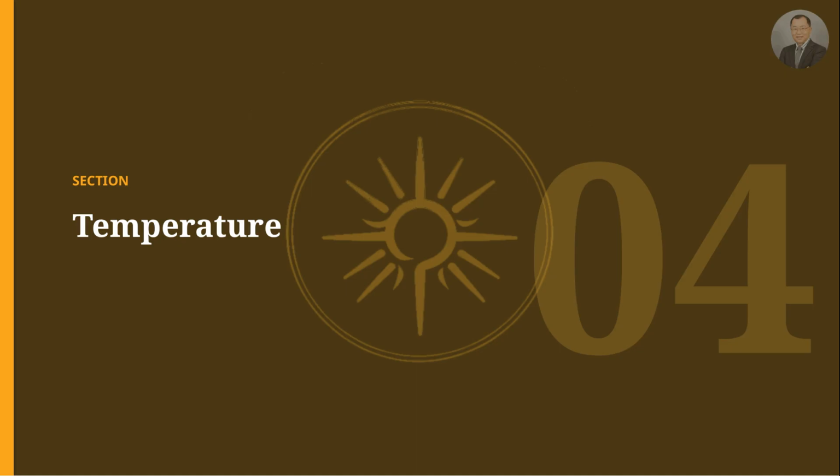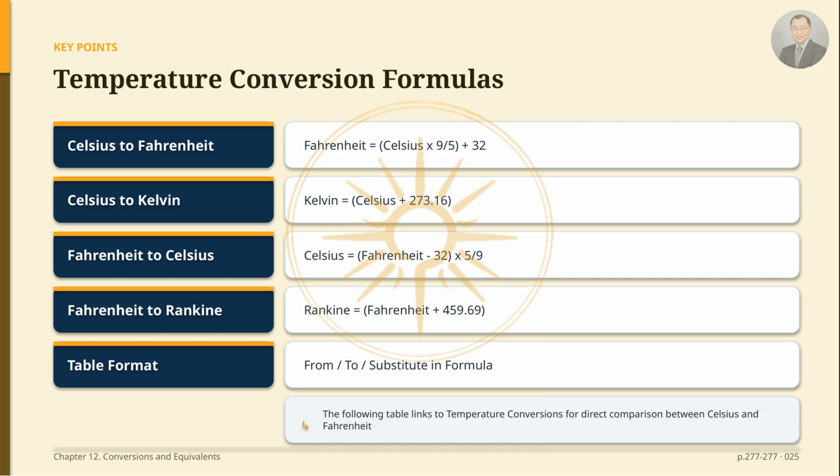Next, we turn to temperature. This slide is a reference table summarizing temperature conversion formulas frequently used in the field. For example, when converting Celsius to Fahrenheit, you multiply the Celsius value by 9/5 and then add 32. When converting Celsius to Kelvin, you add 273.16. The remaining formulas are also detailed in the table, so please check the units before and after conversion and then substitute the values into the corresponding formula. In the following pages, you can check a Celsius and Fahrenheit comparison table pre-calculated based on these formulas.